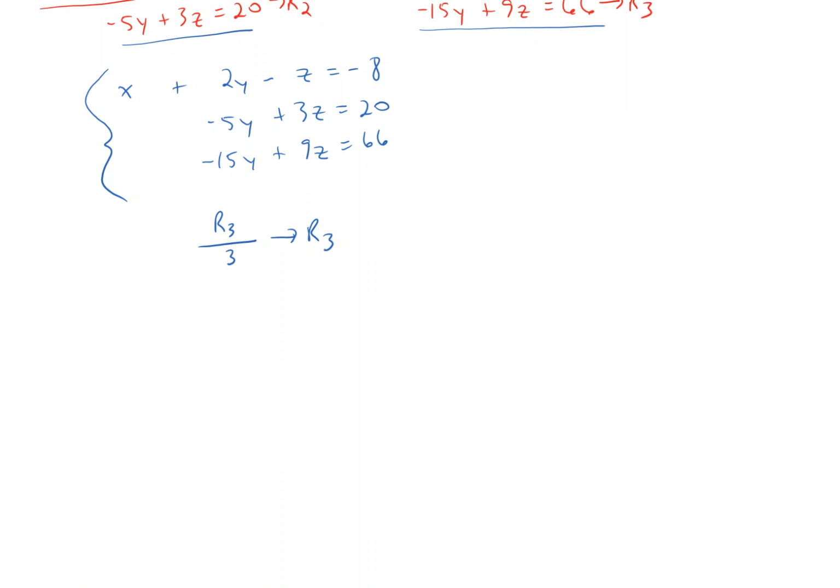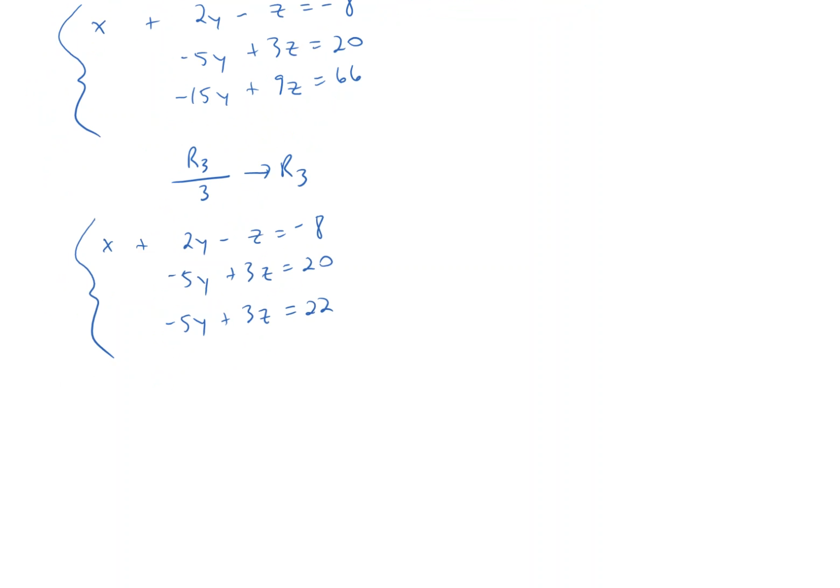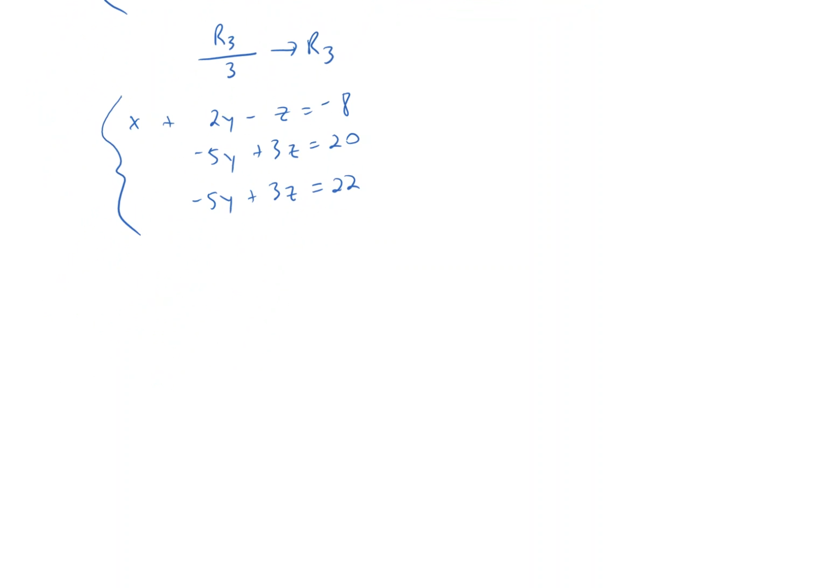So I get x plus 2y minus z equals negative 8. Negative 5y plus 3z equals 20. And then I divide this negative 15 by 3, I get negative 5y plus 3z equals 22. Now my numbers are smaller. That might make it easier to work with.